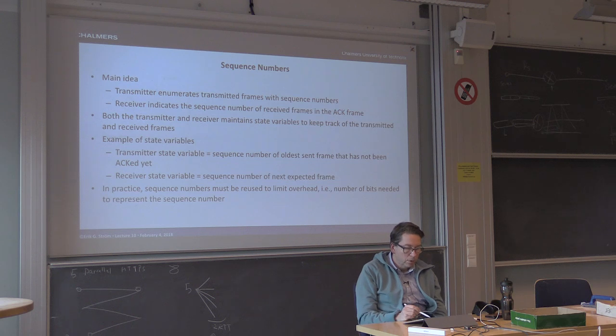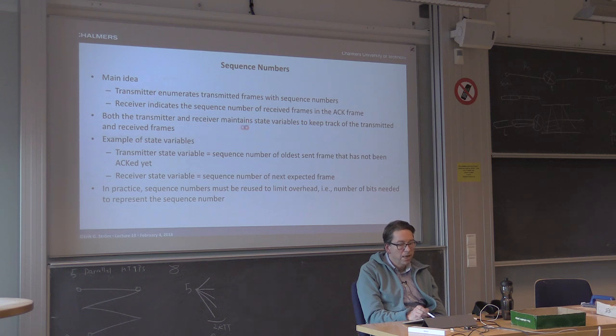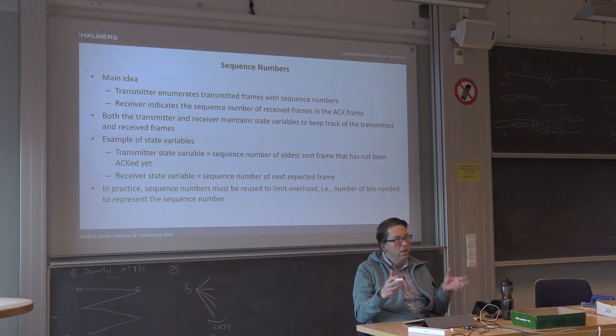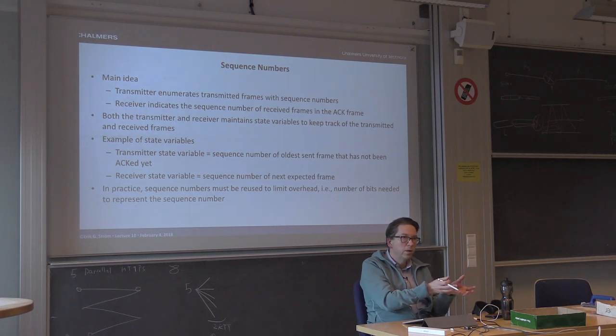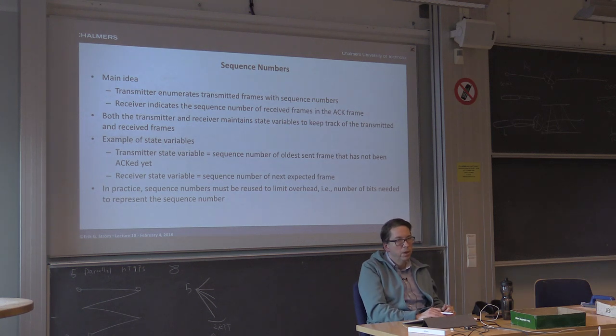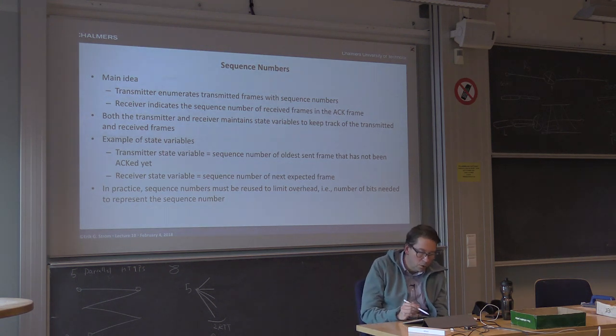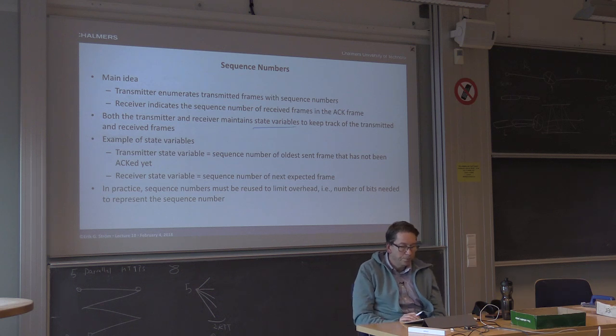Okay. Now, to keep track of these sequence numbers, the transmitter and the receiver maintain state variables that keep track of the current value of the sequence numbers. We'll see how to do that in various ways. But the idea is that me as a transmitter, when I transmit a packet, I keep track of what I just transmitted. Okay, I have a list of the packets, or the numbers of the packets, that I have transmitted. And the same thing at the receiver. These are called state variables.